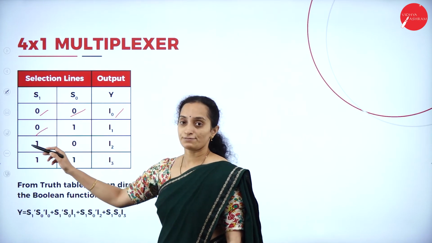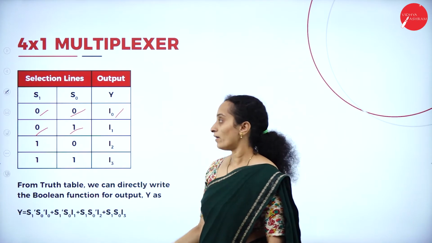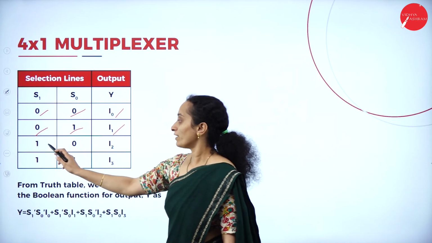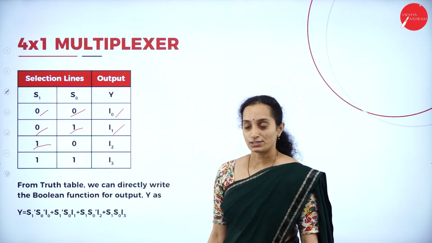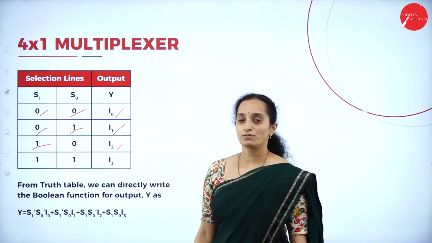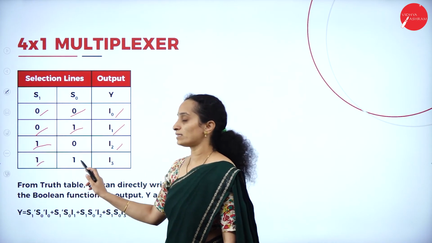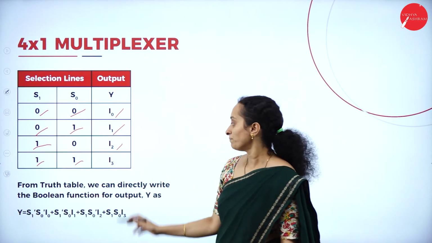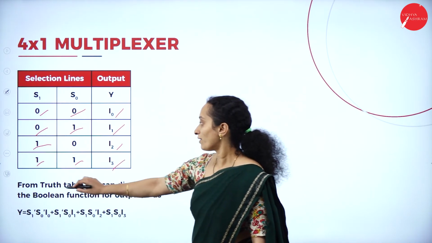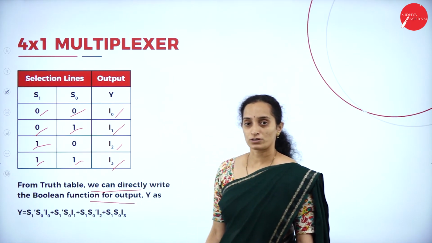When you have S1 set to low and S0 set to high, the input line I1 will be selected. When you have S1 set to 1 and S0 set to 0, the output will be coming from I2. When both the selection lines are set to high, you get the input from I3. From the truth table, we can directly write the Boolean function for the output Y.